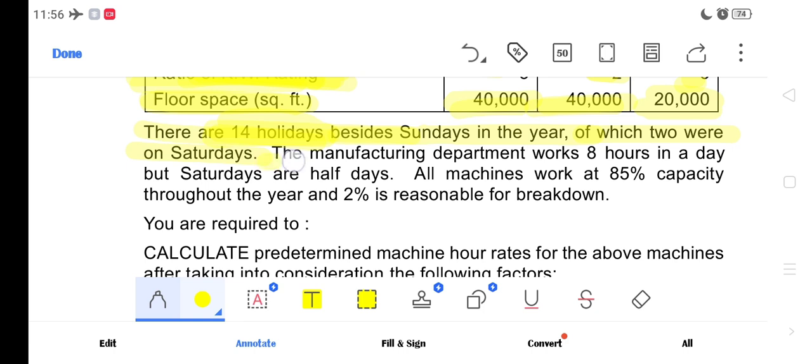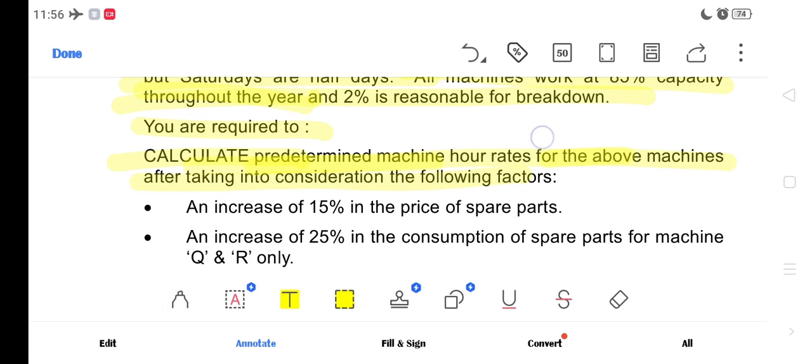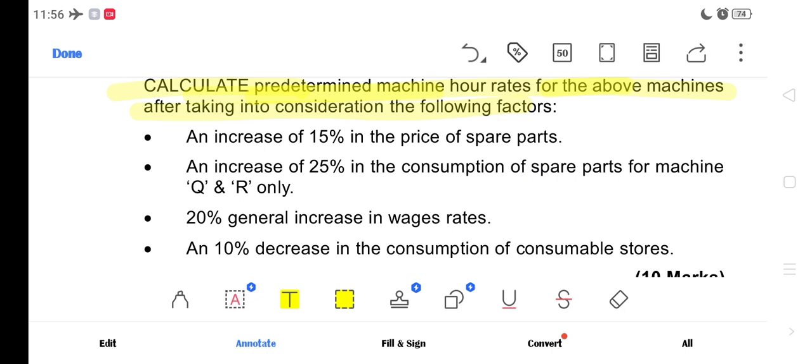The manufacturing department works 8 hours a day, but Saturdays are half days. So from Monday to Friday it's 8 hours and on Saturday it is a half day. All machines work at 85% capacity throughout the year and 2% is reasonable breakdown. Now what is required? Calculate predetermined machine hour rates for the above machines after taking into consideration the following factors they have given. What are the considerations he wants us to take?